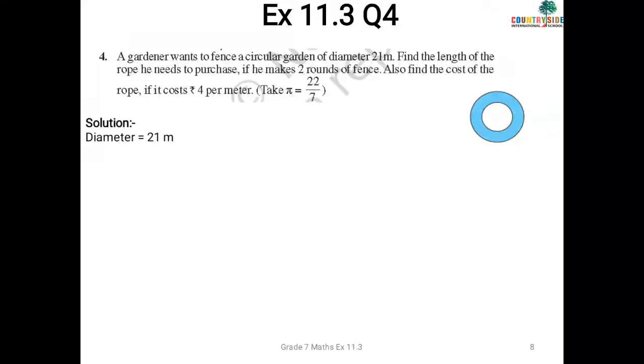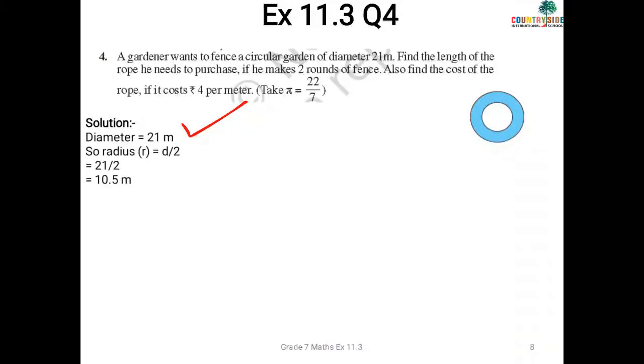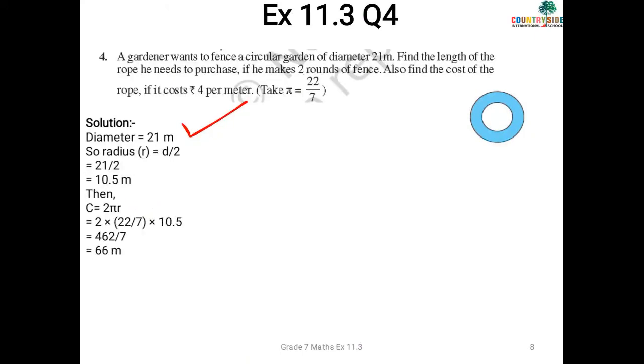So see, diameter is given to you, that is 21 meter. So radius will be diameter by 2, so 21 divided by 2, that is 10.5. Now we know C equals 2 pi r, the circumference. So simply put the values, 2 into 22 by 7 into 10.5. So that is 462 divided by 7, and at the end you will get the answer as 66 meter. So this is the circumference.